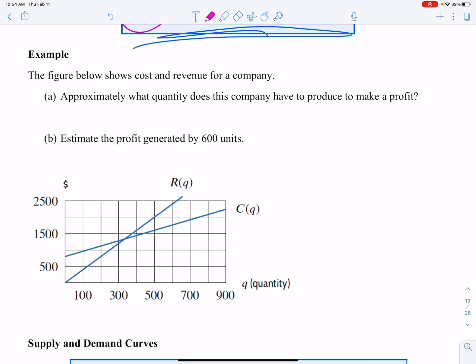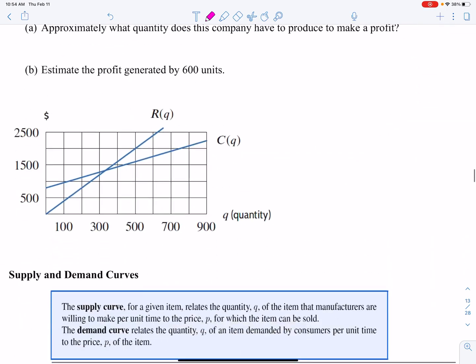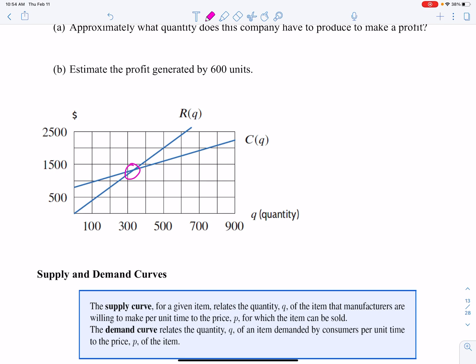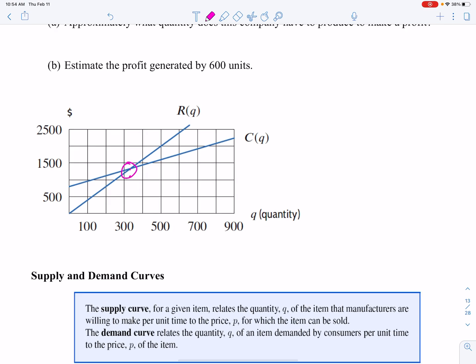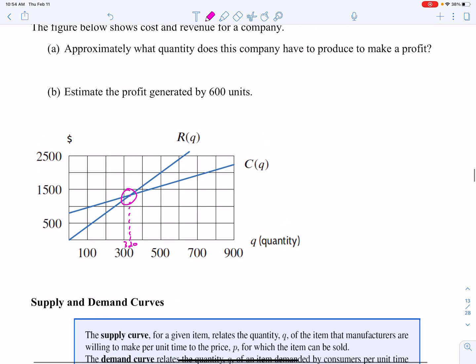The figure below shows cost and revenue for a company. Part A, approximately what quantity does this company have to produce to make a profit? It's just like the one we did a second ago. We just look at the break-even point where the two graphs meet. So we're going to estimate, of course. It may not be exact. That looks like, I don't know, 320 to me? So at the 320th item, they break even. That means they're going to start turning a profit at the 321st unit.